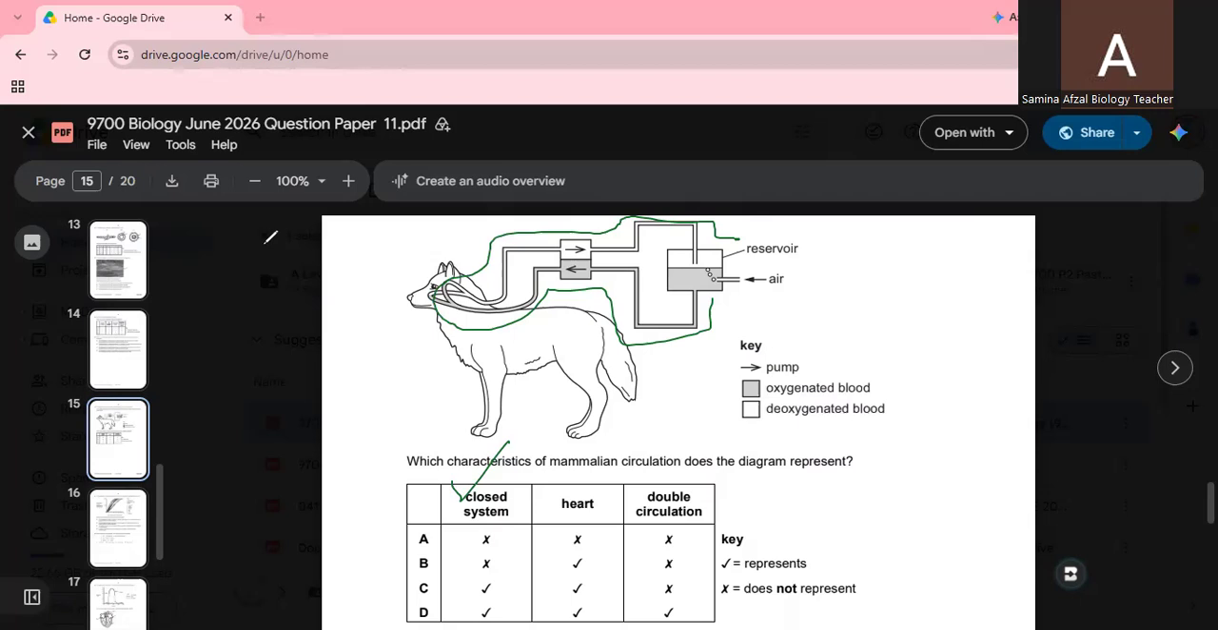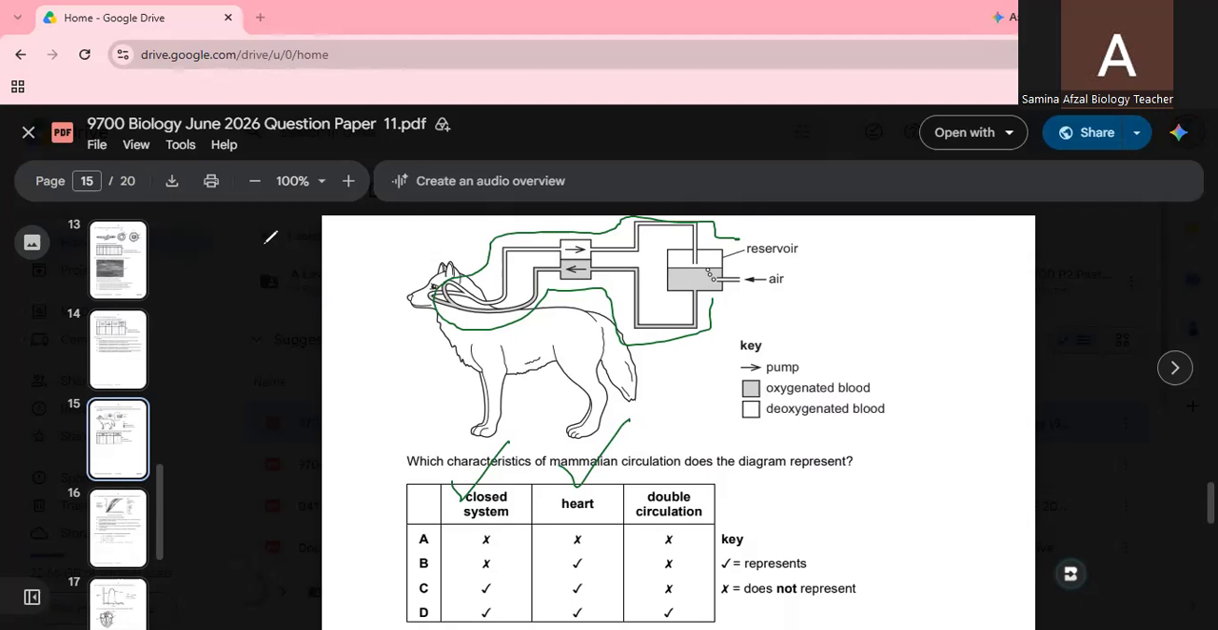Second, the heart. The heart is also there because it is pumping the blood. So the blood is moving into the body. You can see this can be the mechanical pump outside the body, used to move the blood through the tube. So the heart is also there.